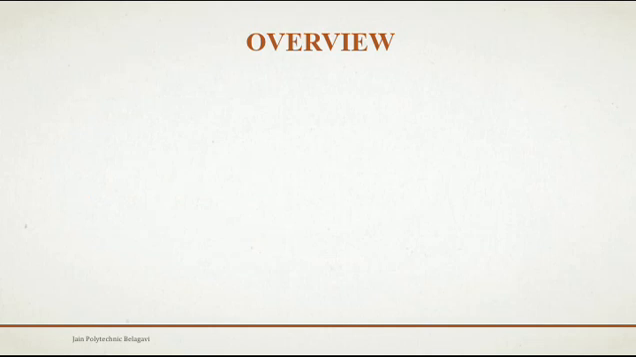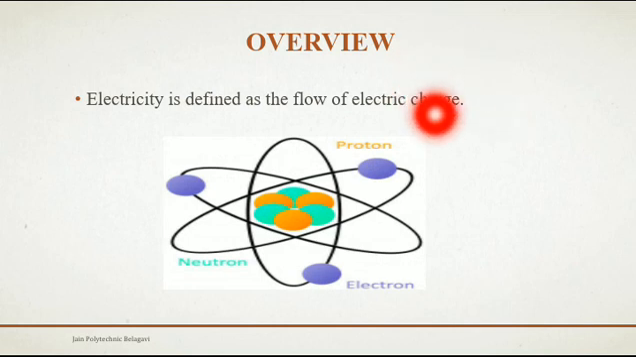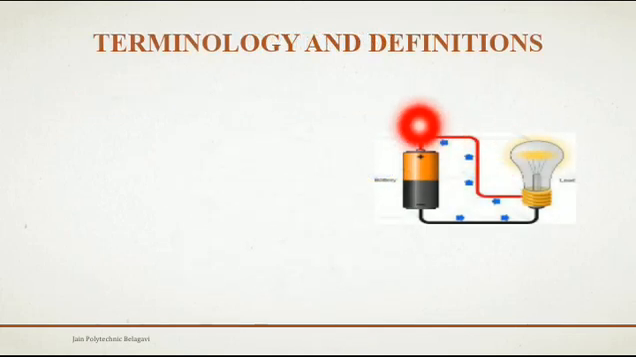So coming to the first slide, that is the overview, the introduction to basics of electricity. Electricity is defined as the flow of electric charges. When we are speaking about charges, there are basically three kinds of charges: proton, which is positively charged; electron, which is negatively charged; and neutron, which is electrically neutral, meaning it does not have any charge. So we can define electricity as a flow of electrons in particular directions. Next, we will discuss a few terminologies and definitions.